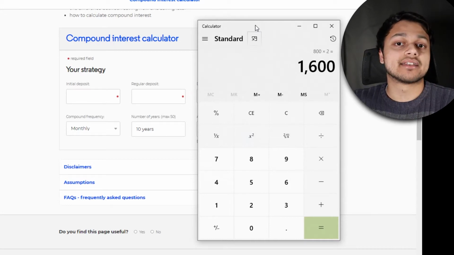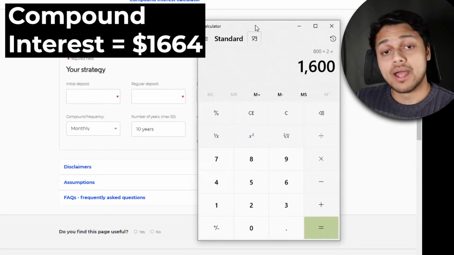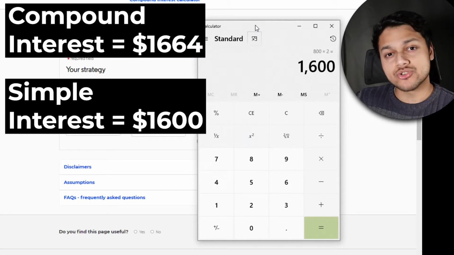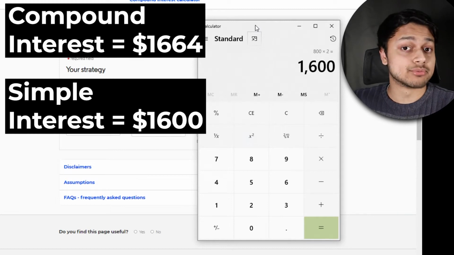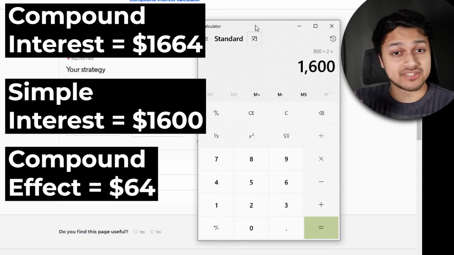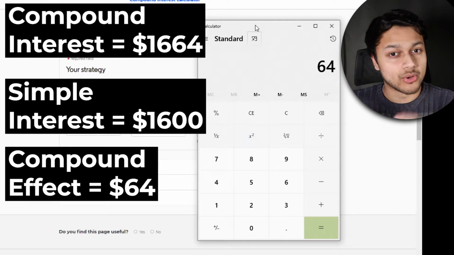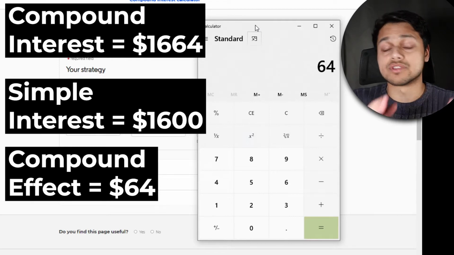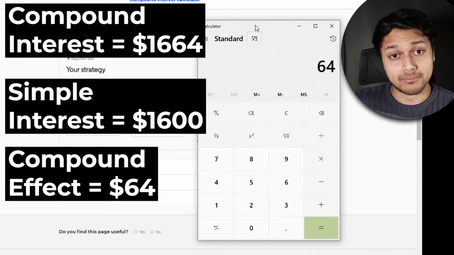Now you can see that in the previous example for compound interest, we reached 1,664, but in this example, which is simple interest, we reached 1,600, which means that the previous example, which had compound interest, had an extra performance of $64. So that $64 is essentially the compound interest component. So you guys can really see that over the long term, that compound interest figure starts to really add up over time.